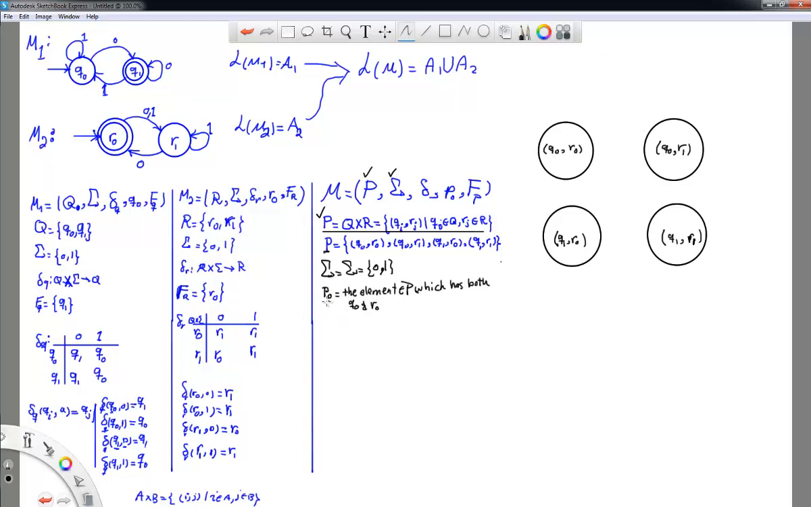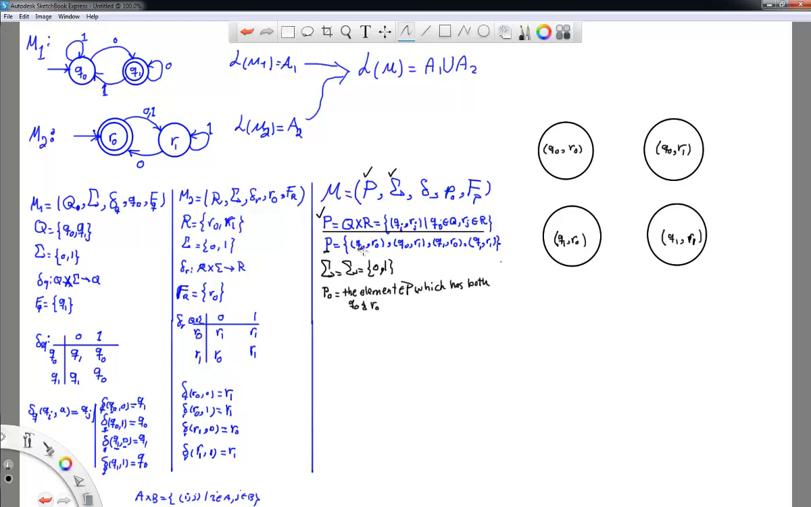So P sub 0 is going to be the element that has both start states, because when I want this big machine to start, it is to simulate the start of the two smaller machines that it is simulating side by side. Since the start state of this one is Q sub 0 and the start state of this one is R sub 0, the start state of P is going to be the element that has both Q sub 0 and R sub 0 in it.